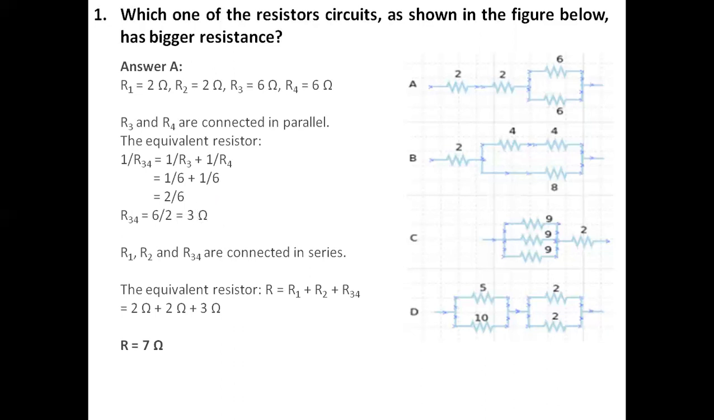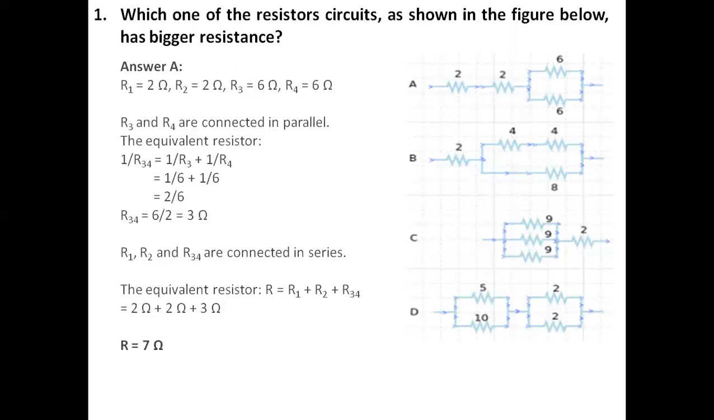Then after finding that value, this is R1, R2 and this is R3,4. These three are connected in series. So how to find the equivalent of that? It is the summation of all three resistances, R1 plus R2 plus R3,4. This is 2 plus 2 and this is 3. So 2 plus 2, 4 plus 3, 7 ohms. This is the first circuit, and the total value is 7 ohms.